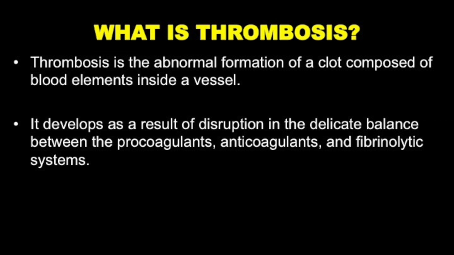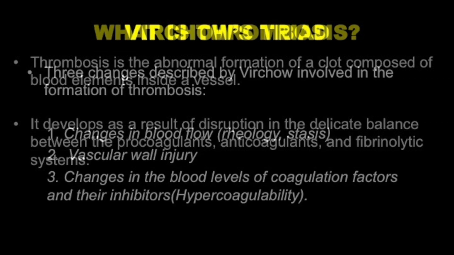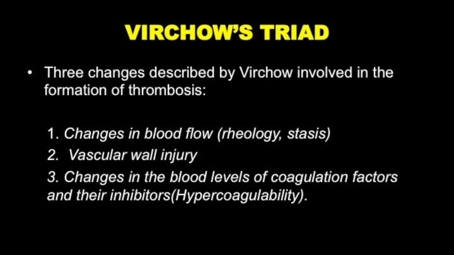Thrombosis is an abnormal formation of a clot composed of blood elements inside a vessel. It develops as a result of disruption in the delicate balance between the procoagulants, anticoagulants, and the fibrinolytic system. So it is affected by the Virchow's triad, which usually consists of stasis, vascular wall injury, and hypercoagulability state.